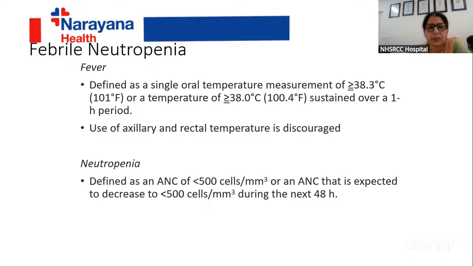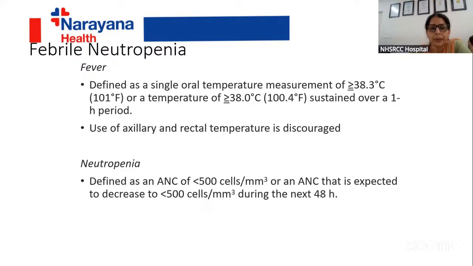There is a definition for these children. You just cannot say that any child who comes with fever has got febrile neutropenia. It is defined as a single oral temperature of 101 or 38.3 degrees, which is one or more, or a temperature of 100.4, which is sustained over a 1 hour period. And it's preferable not to do the axillary and the rectal temperatures. As I told you, rectal intervention should be completely avoided in these children.